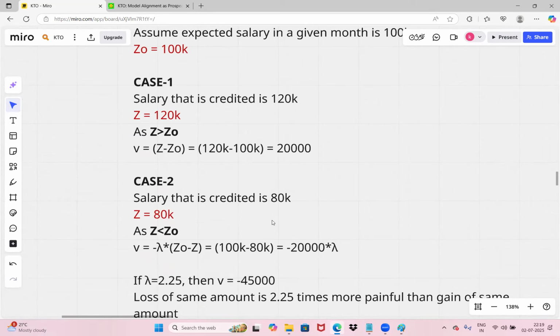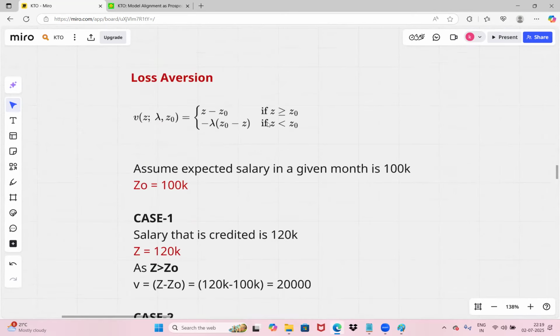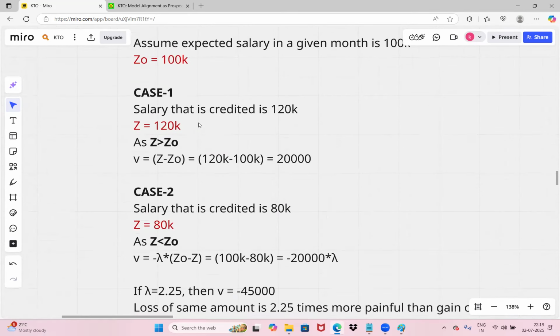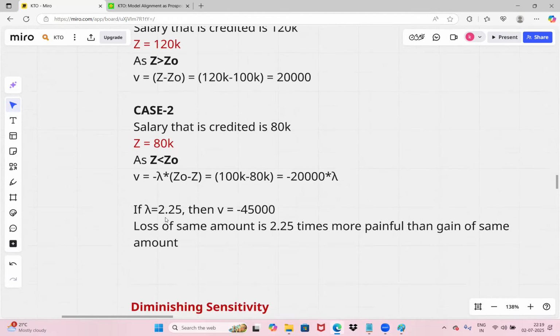In the next case, the human is anticipating 100K, but the salary credited is 80K. Now Z is 80K, and because Z is less than Z naught, V is minus lambda times (Z naught minus Z). Here, we got a loss of 20K, so V is minus lambda times 20K. If I assume lambda equals 2.25, then V becomes minus 45K. That means the value of the human experience is minus 45,000. In the first case, we got a profit of 20,000. In the second case, we got a loss of 20,000. But if you just compare the values, right?